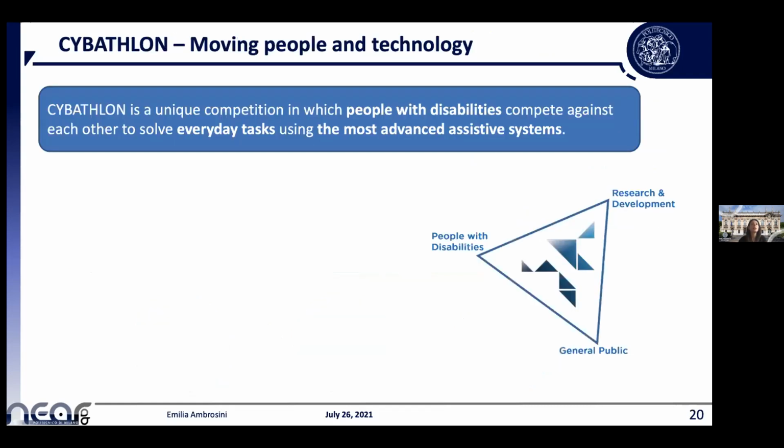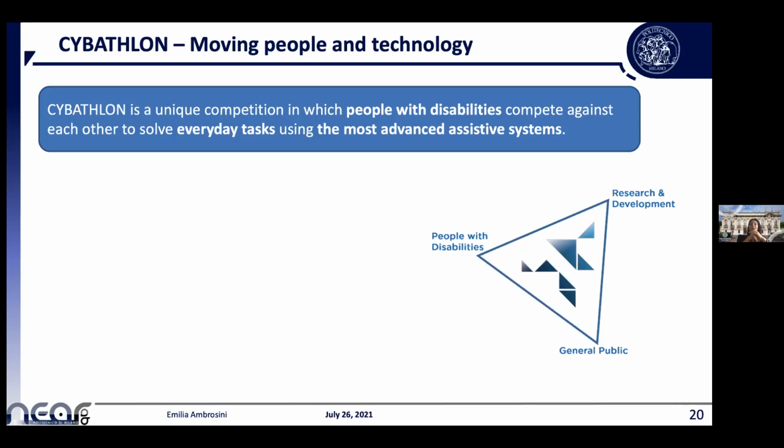And in this framework, we participated as Polimi in Cybathlon. I don't know if you are familiar with Cybathlon, but Cybathlon is a unique competition organized by ETH in Zurich. The first edition was in 2016, and the second one was in 2020.